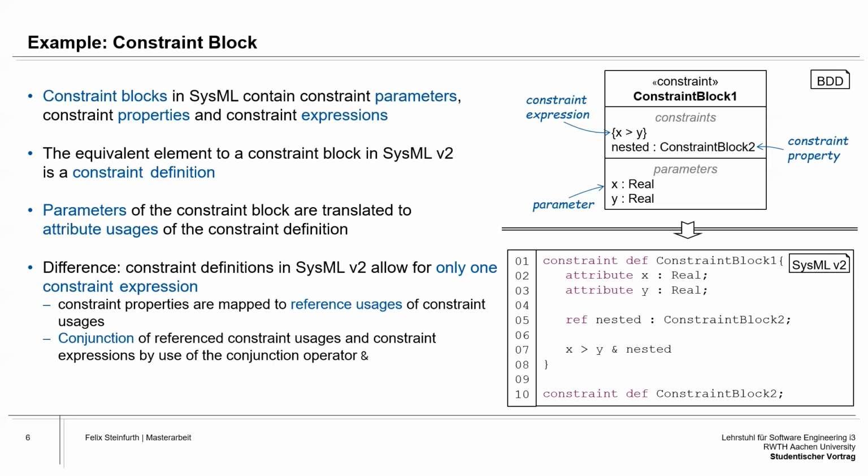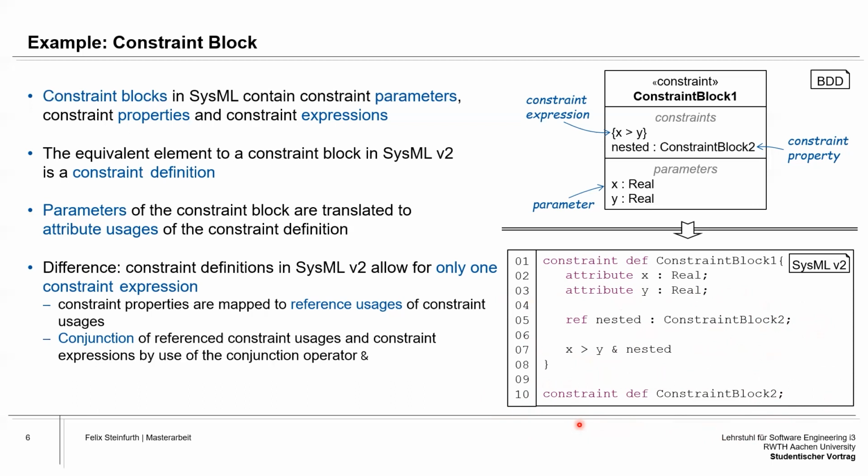Therefore, in order to provide a logically sound mapping, we map constraint properties to reference usages of the constraint usage. And this can be seen here, where the constraint property nested is mapped to the reference usage nested of constraint block 2. In this diagram, constraint block 2 is not further defined, so we cannot be sure what exactly is contained in constraint block 2.